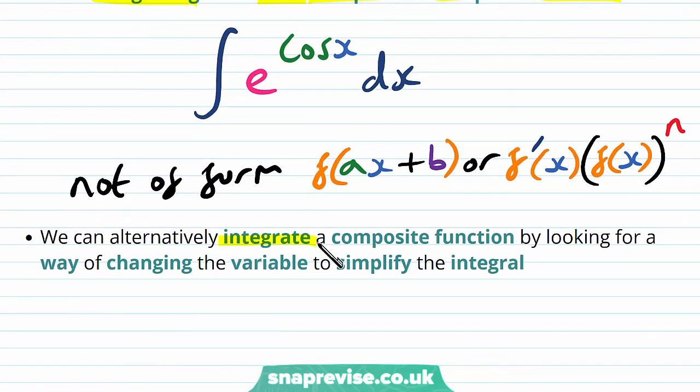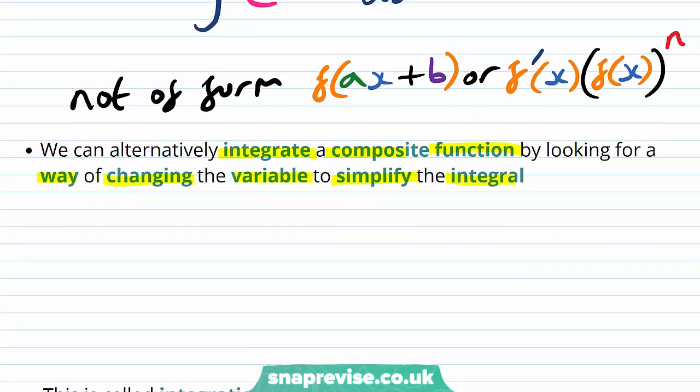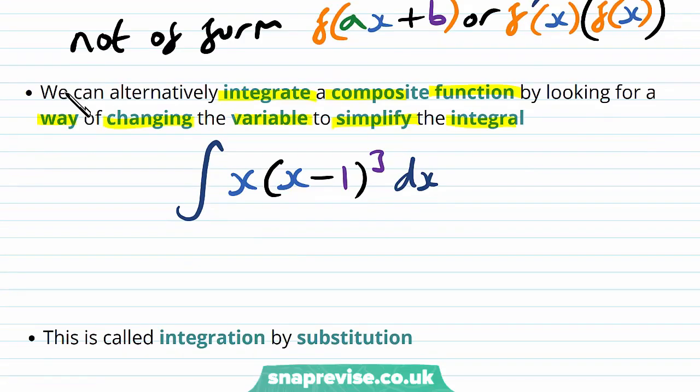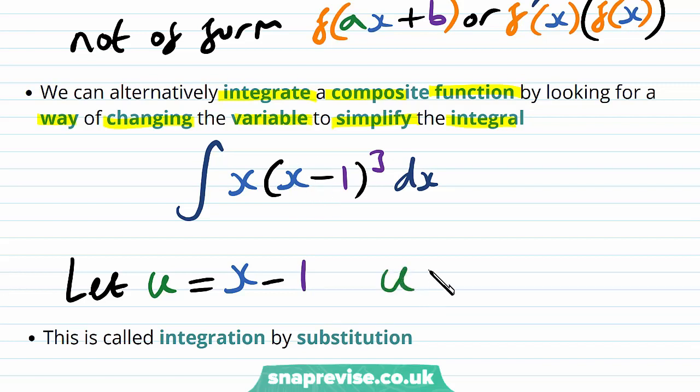We can alternatively integrate a composite function by looking at a way of changing the variable to simplify the integral. Let's say we were asked to integrate x multiplied by x minus 1 all cubed. What we do is we change the variable. We let the variable u be equal to x minus 1, and then we entirely change variables from x to u. So this x multiplied by x minus 1 to the power of 3 becomes u to the power of 4 plus u to the power of 3.